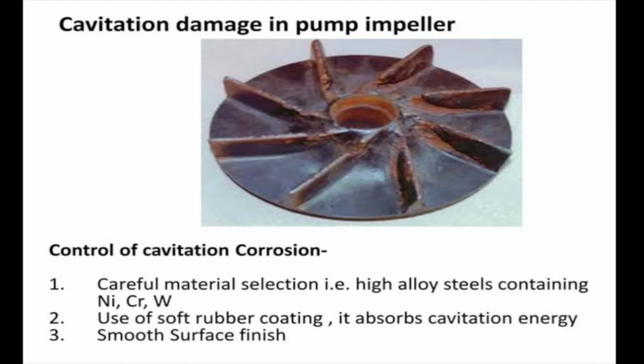And in the figure you can see what type of corrosion takes place on the vanes. Note one thing: the corrosion is more towards the hub, that is towards the center, and the effect is less towards the edges. So this is the property of cavitation corrosion for a pump impeller.